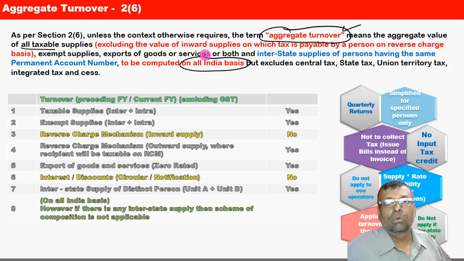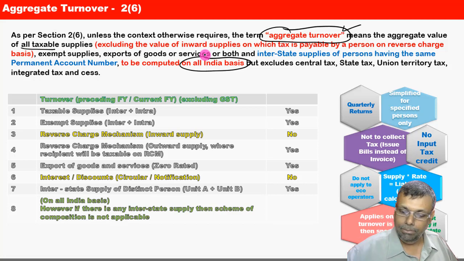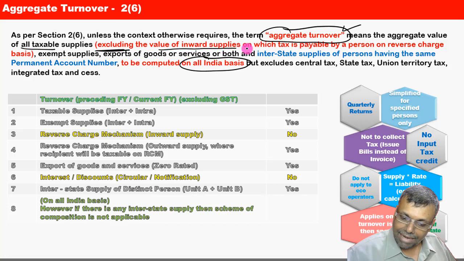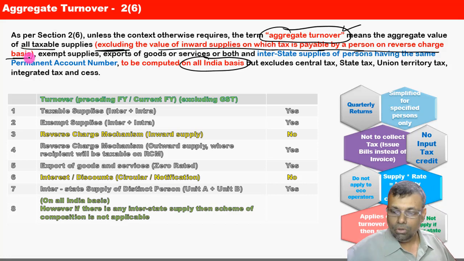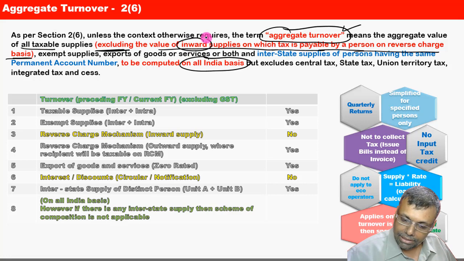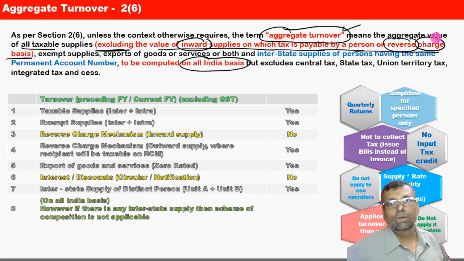So for example, if you are one company with different divisions in different states, you have to consider this aggregate turnover on an all India level basis. Further, there is one specific exclusion: the value of inward supplies on which tax is payable by a person on a reverse charge mechanism. So for your inward supply under the reverse charge mechanism, whatever the turnover, that has to be excluded.